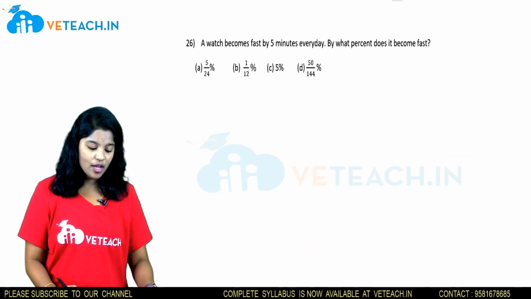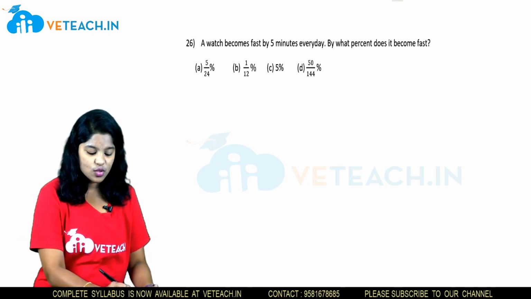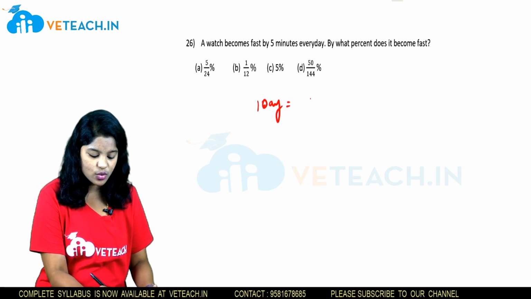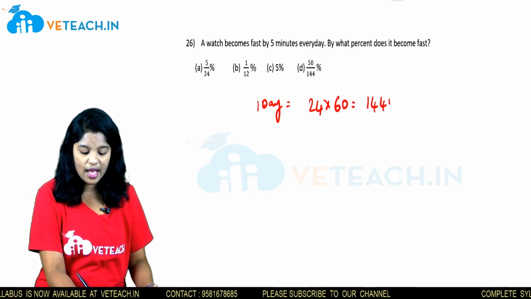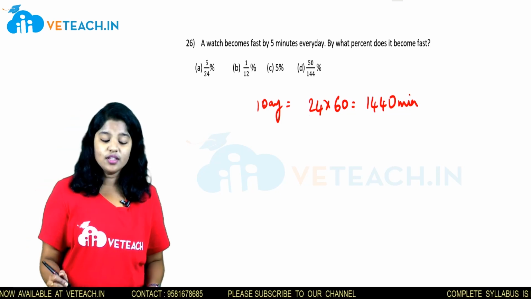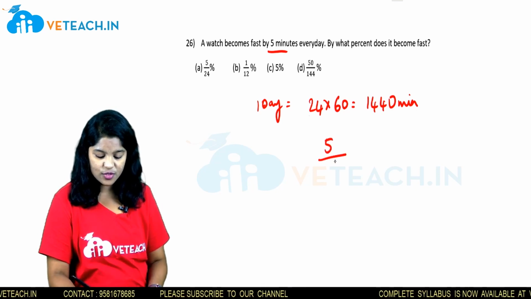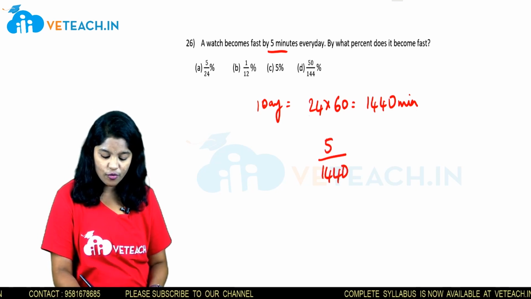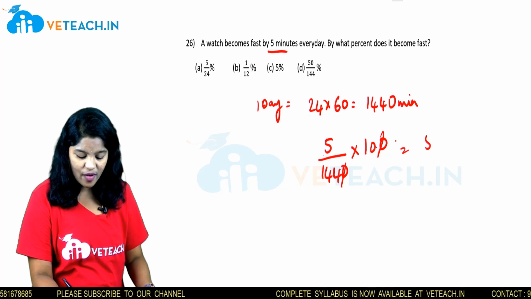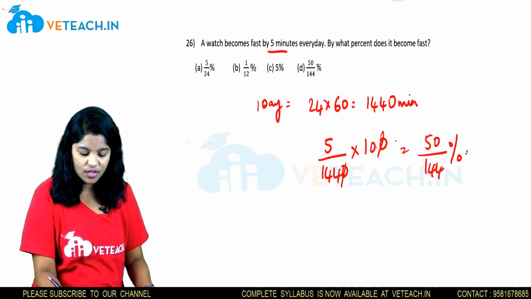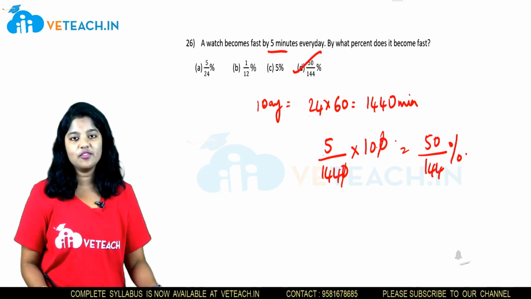See the next question. A watch becomes fast by 5 minutes every day. What is the percentage that it becomes fast? So in a day we have a total of 24 hours. Each hour has 60 minutes. So in total we will have 1440 minutes. Now the watch becomes 5 minutes fast every day. So the percentage it becomes fast by is 5 minutes by the total number of minutes, 1440, into 100. So 0 gets cancelled, simply 5 times 10 is 50 by 144 percent. So option D is our correct answer. 50 by 144% fast it becomes every day.